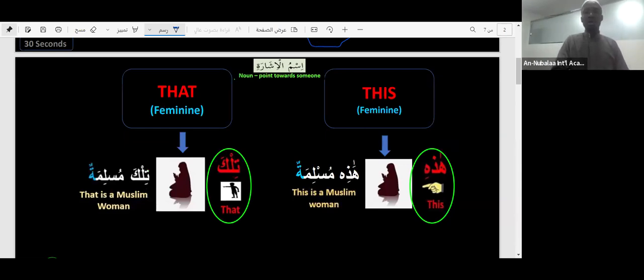And I've told you that when you see one of the alamat al-ta'anith, the signs of a feminine noun, it is ta marbuta, the rounded ta. When you see it, mostly the noun will be a feminine noun. And they have also told you about the normal ta, the one that is not rounded. Mostly it doesn't denote feminine, except in how many words? Who can tell me?